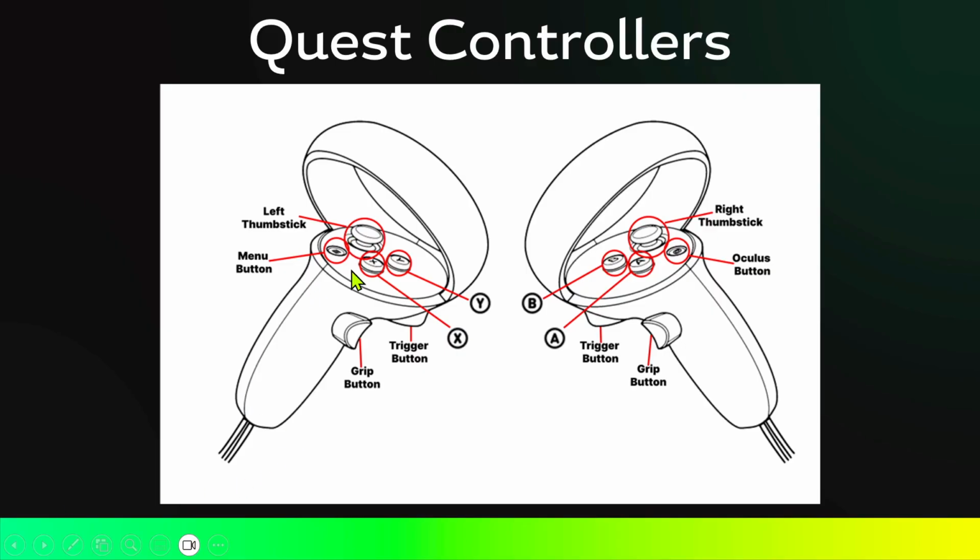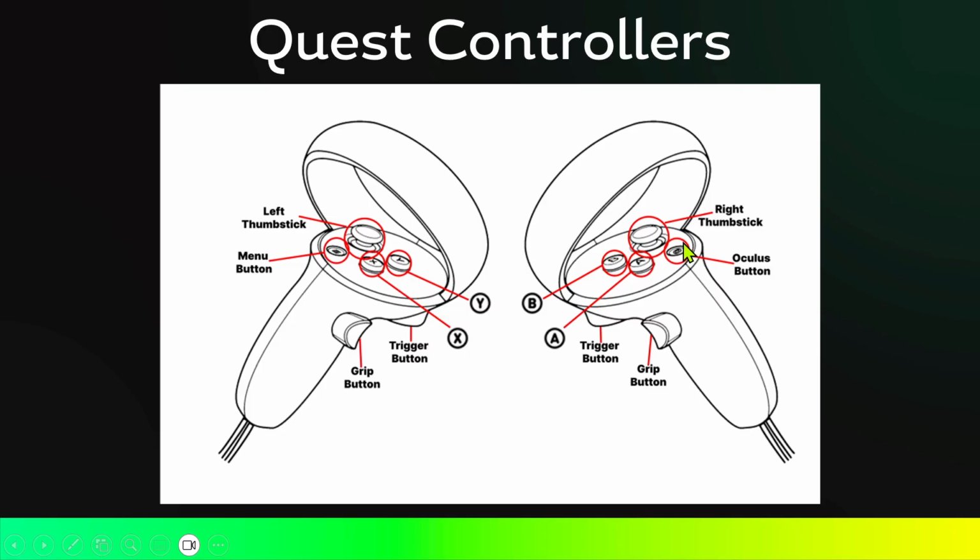The menu button is located on the left controller, and it's a bit sunken into the controller. It's not like the face buttons, which pop out of the controller and you press them down. They're kind of hard to feel, so you just need to know that they're there. The menu button and the Oculus button. The menu button will bring up menus, typically in game.